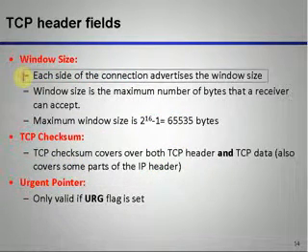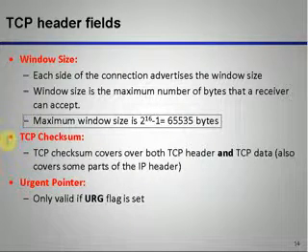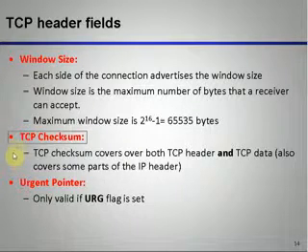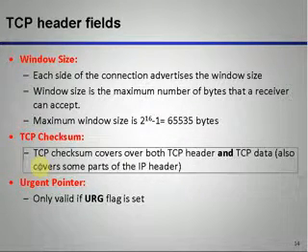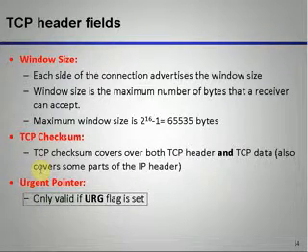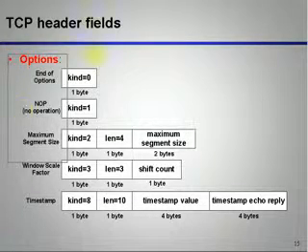Window size. Each side of the connection advertises the window size. Window size is the maximum number of bytes that a receiver can accept. Maximum window size is 2^16-1, equals 65535 bytes. TCP checksum. The TCP checksum covers both the TCP header and TCP data, and also covers some parts of the IP header. Urgent pointer. Only valid if the URG flag is set.